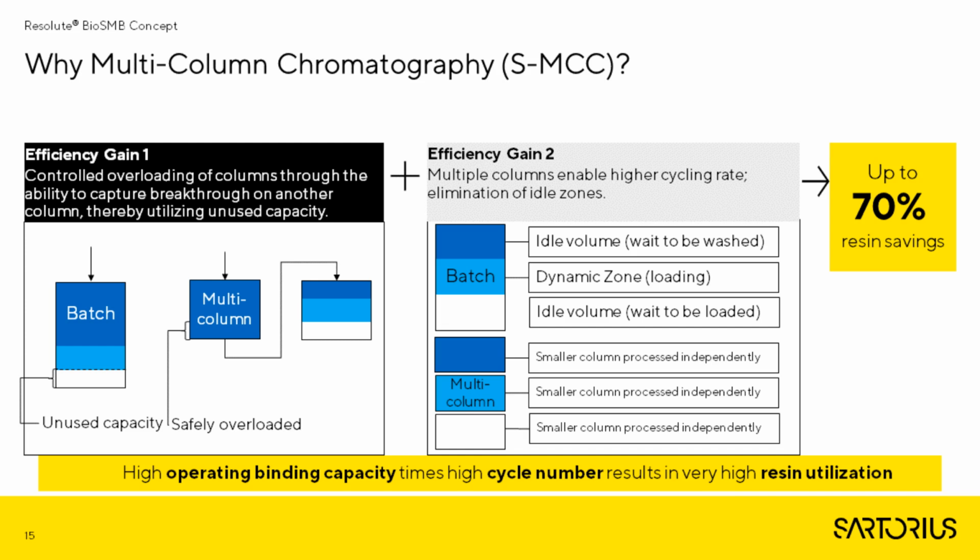The efficiency gain 2 is that we split these columns into several smaller columns, and that we get rid of the idle zone. So no resin here is waiting until something is finished, but all columns are permanently loaded, overloaded, washed, or eluted or regenerated. And with introducing multiple columns, the columns can be made smaller and recycled much more often. So that in the end, we are saving up to 70% of the resin, due to the fact that we have very high operating binding capacity combined with a very high cycle number. And this results in a very high resin utilization.